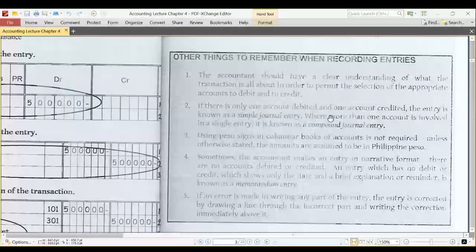So, pwede ka mag-debit office supplies for the portion of the office supplies which are paid in cash, and then credit cash. There's another journal entry, debit office supplies for the portion of the office supplies which are on account, and then credit accounts payable. Yan. So, dalawang simple journal entry. Pero, pag gusto natin i-simplify, gusto nating paliitin or paiksiin, we will prepare compound journal entry, wherein there is more than one account involved in a single entry.